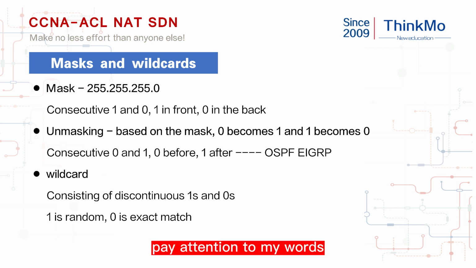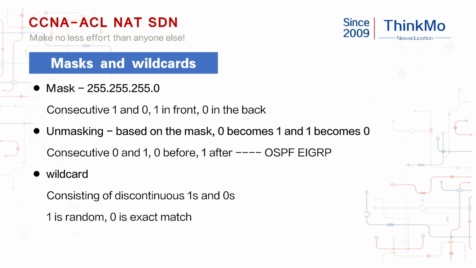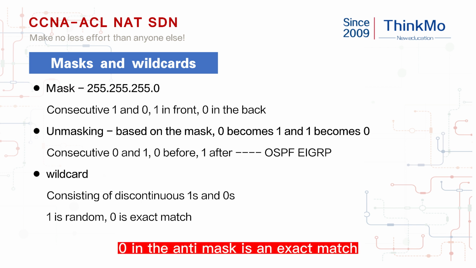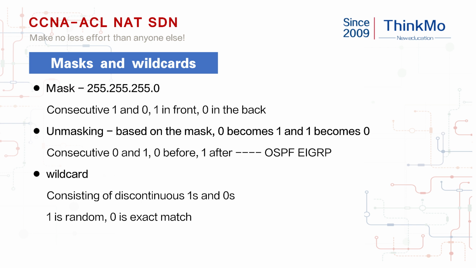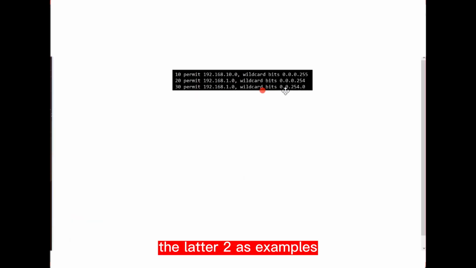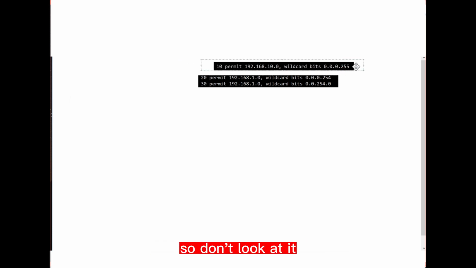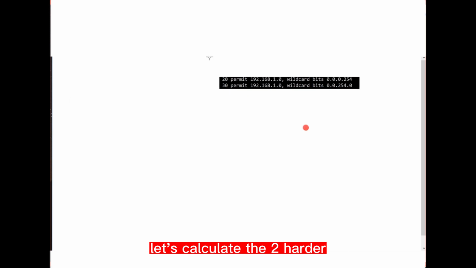Pay attention to my words. It is composed of discontinuous 1s and 0s. For us, 1 is random and 0 is an exact match. A 1 in the mask is an exact match, a 0 in the anti-mask is an exact match, and a 0 in the wildcard is an exact match. This might sound a little difficult to understand, so let's take the latter two as examples. The first one is too regular, so don't look at it. Let's calculate the two harder ones.